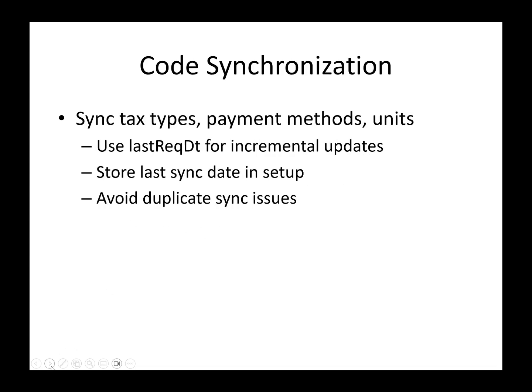Okay, so let's continue. We have the code synchronization. This one is for getting the codes. I told you the payment method codes, the packaging units, the tax types. That is now if it's tax exempt, the VAT 16%, VAT 8%. So we can get the codes from the KRA server as registered there.